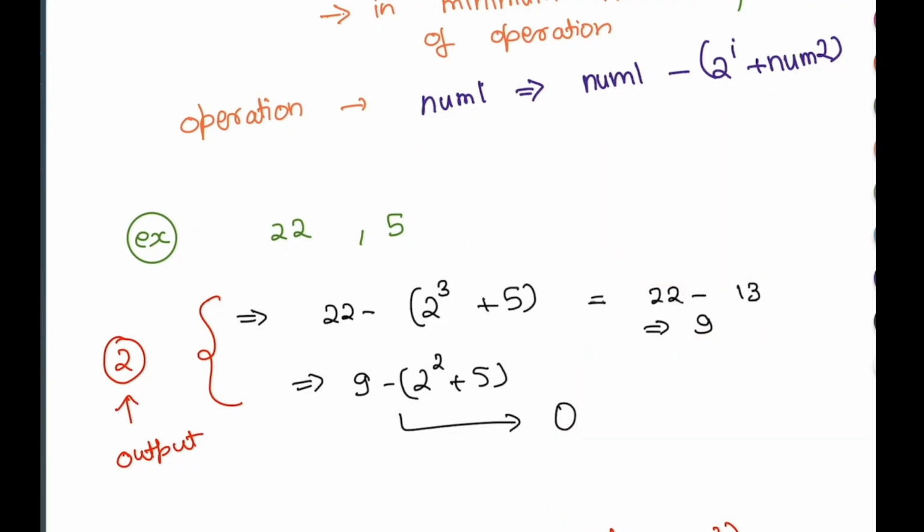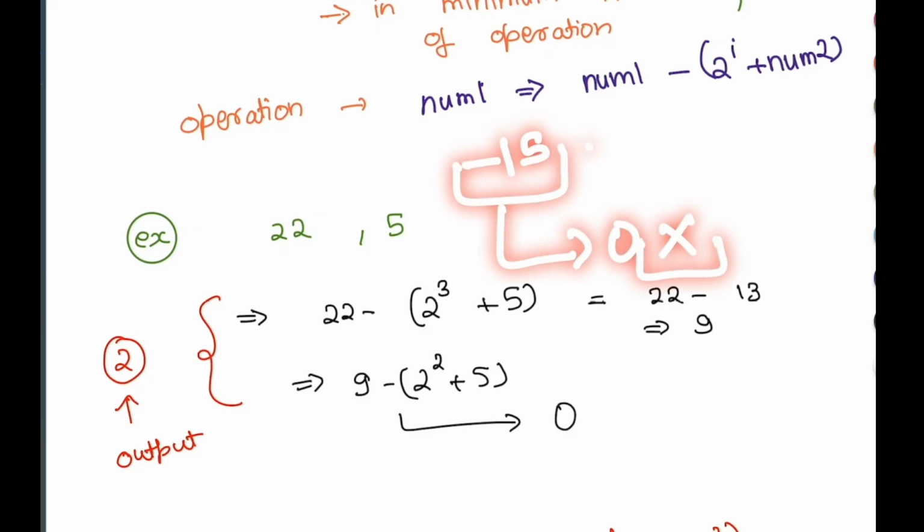You can make it positive, but since the value of num2 is positive itself, if our num1 is minus 15, it is negative, you have to turn it to 0. You cannot turn it to 0, right? Because now you have to say minus 2 to the power something. This is going to be positive, since this is positive.